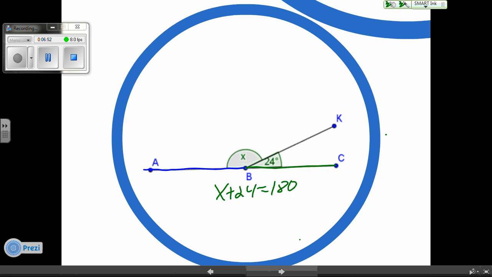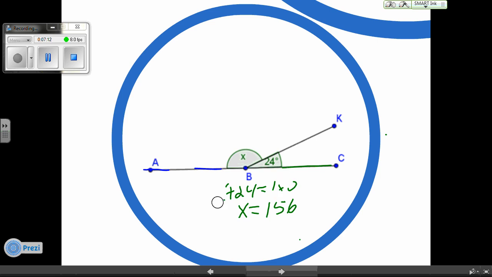We subtract 24 from both sides and we get 156 for x. So as we say, the supplement of 156 is 24, or we can state that the supplement of 24 is 156 because they sum to 180. Two angles that sum to 180.